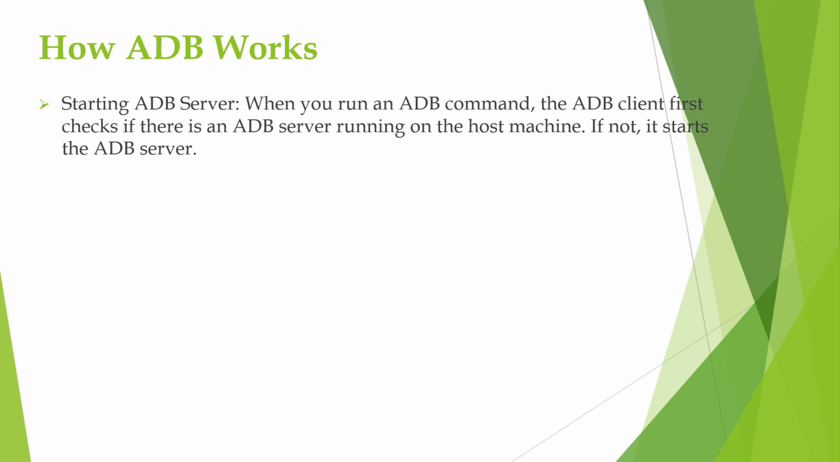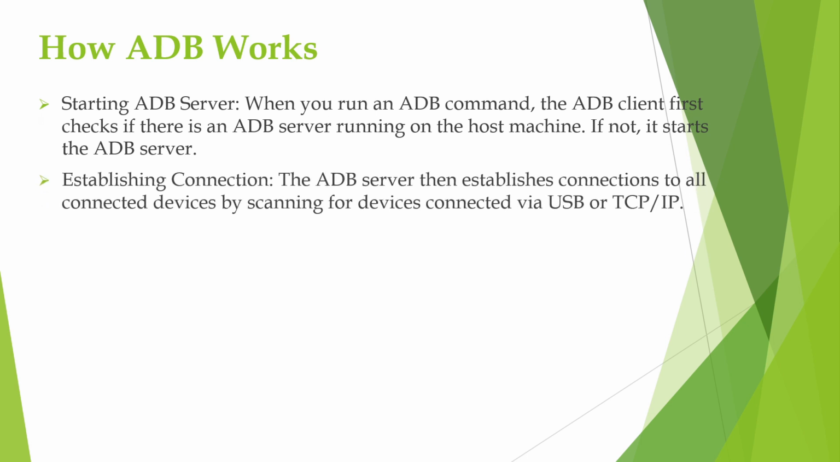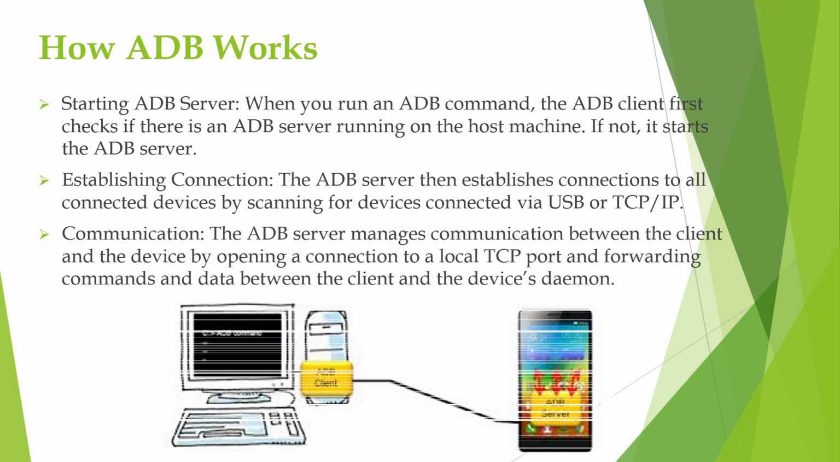Next, we'll see how this ADB works. When you start an ADB client, the client first checks whether there is an ADB server which is already running. If there is not any server running, then it starts the server process. When the server starts, it binds to the local TCP port and it listens for the commands that are sent from the ADB client. Once the ADB server is running, it scans for the connected devices by checking certain USB and TCP ports. Each connected device is associated with a unique port number. The server establishes the connection to all the available ADB daemons running on these devices. Once the server has set up the connection to all the devices, we can use these ADB commands to access those devices.